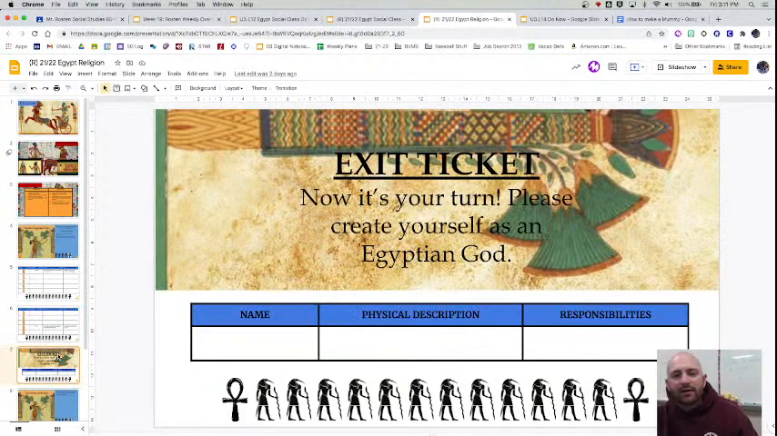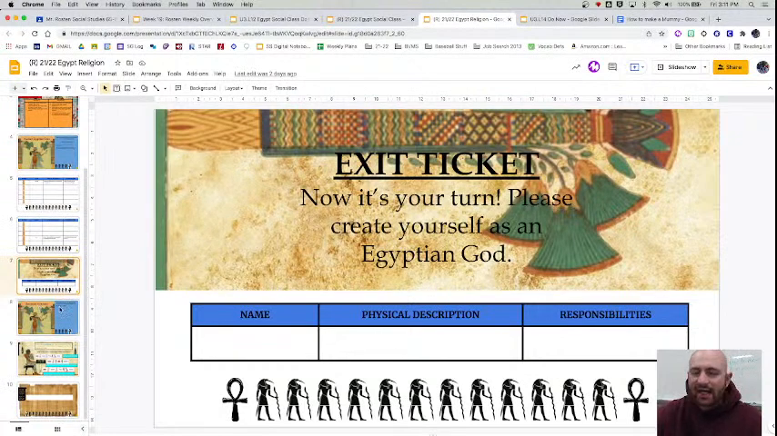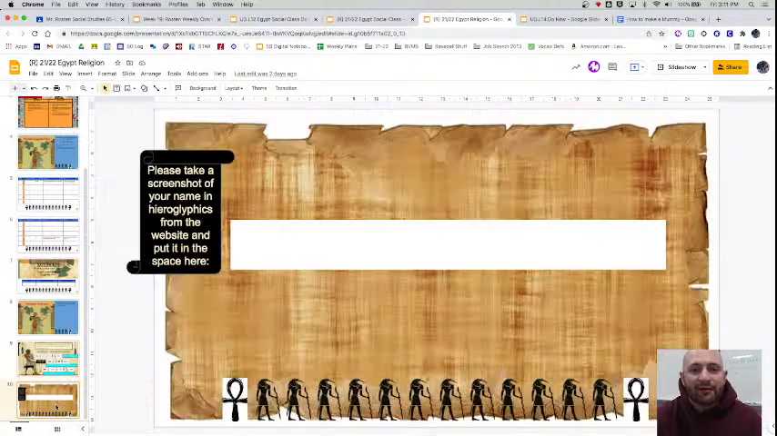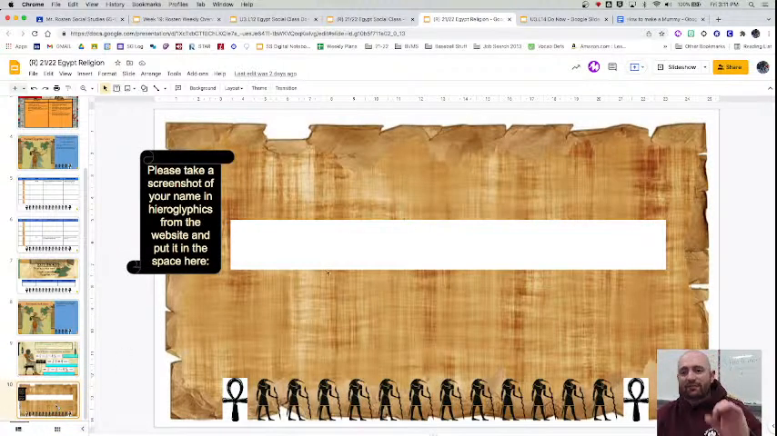As an exit slip, we created our own Egyptian gods. And let me tell you, I started grading some of these, and they are fantastic. You guys did a really, really good job, okay? We also gave you some extension activities that, you know, in case you got done early, you wanted to do. We had a puzzle where you had to figure out the names, and you could create your own name in hieroglyphics and put it on there. And let me tell you, some of them are excellent.